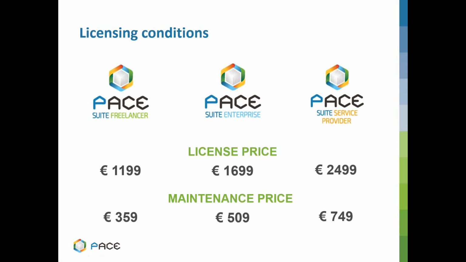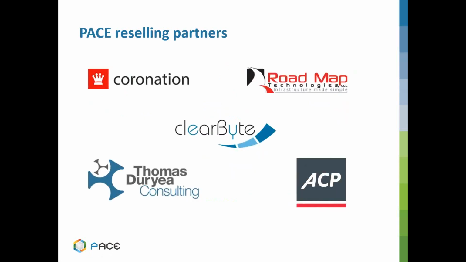As for purchasing the licenses, you can do it in three different ways. First, go directly to paysuite.com and do the online purchase in a couple of clicks. You can also contact us and get a quote depending upon your corporate purchasing policies. And we would also like to direct you to our authorized reselling partners. If you are located in Sweden, it is the company Coronation. In the US, it is Roadmap Technologies. In Switzerland, it is Clearbyte GmbH. In Australia, it is Thomas Durea Consulting. And for our German customers, we would like to forward you to our partner company ACP for purchasing the license.